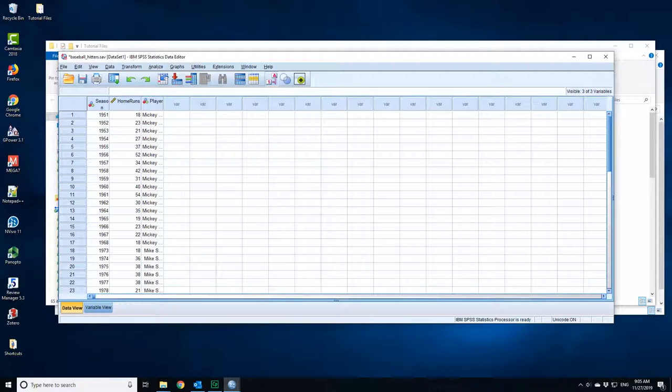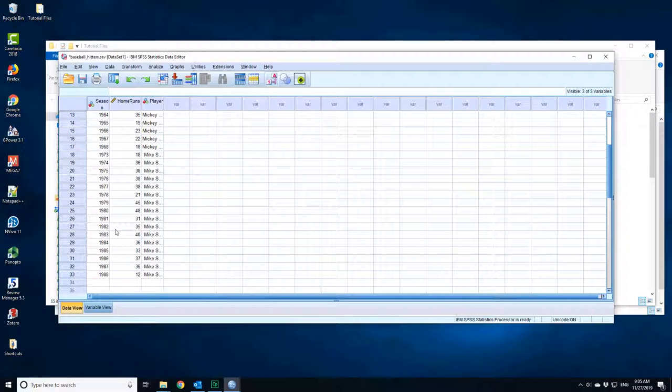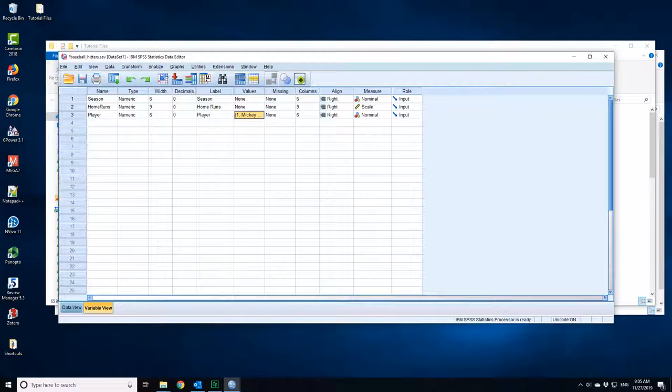So the seasons, 1951, sorry, Mickey Mantle was playing between 1951 and 1968. Mike Schmidt was playing between 1973 and 1988. So that's why season in this case has been defined as a nominal measure, because it's not particularly important because they don't overlap in ranges. You're not comparing one year of one player to one year of another player.